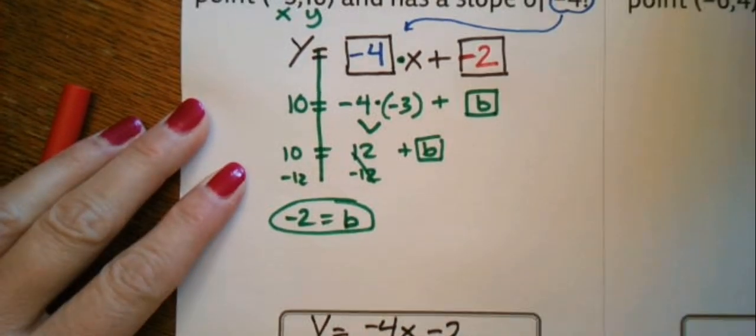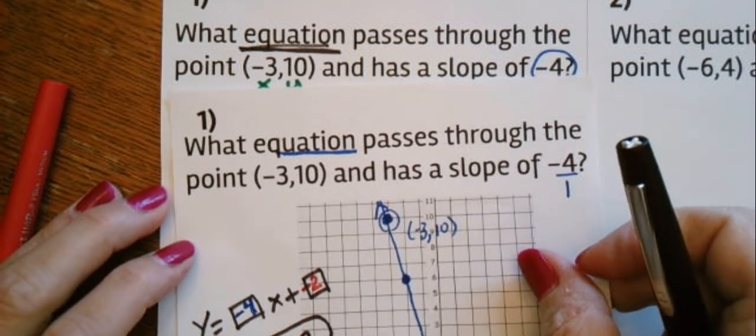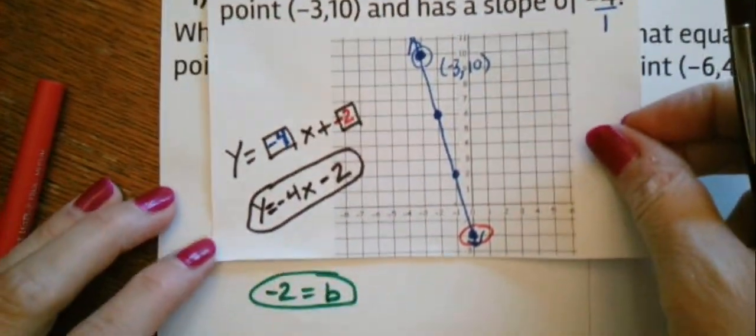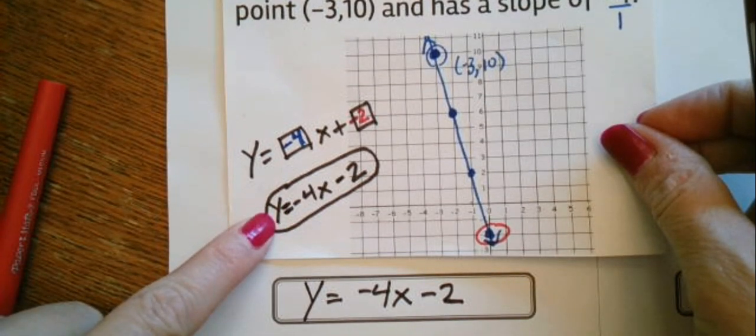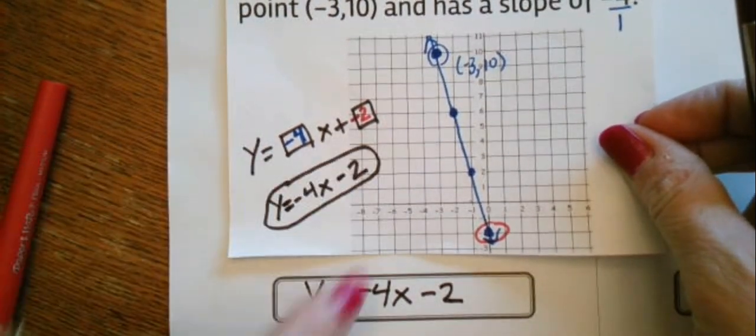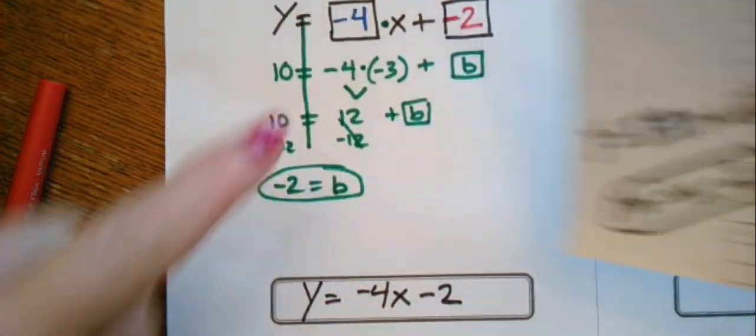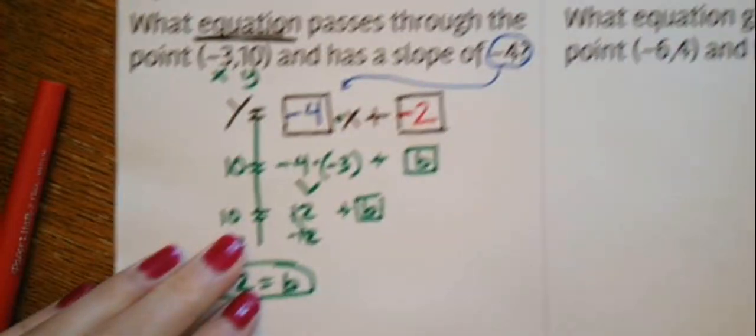Now let's check something out here. Remember we did the same problem with the graph? Look what we got. Y equals negative 4x minus 2. See, how cool is that? We did it on the graph, but we don't need a graph. We can do it with algebra. And this is what you need to be able to do. It's always nice to do the graph first, just so you guys can see how this works.